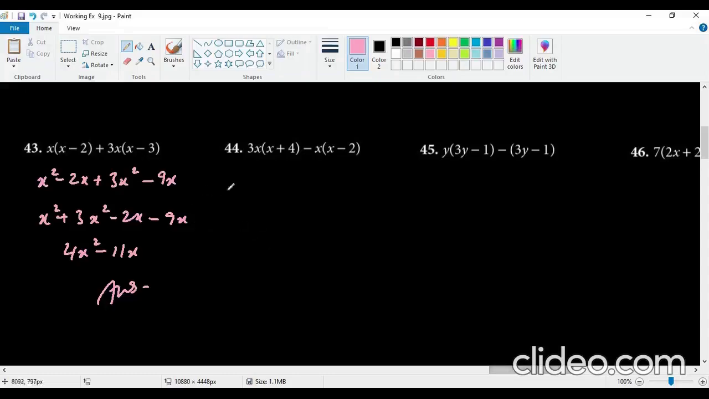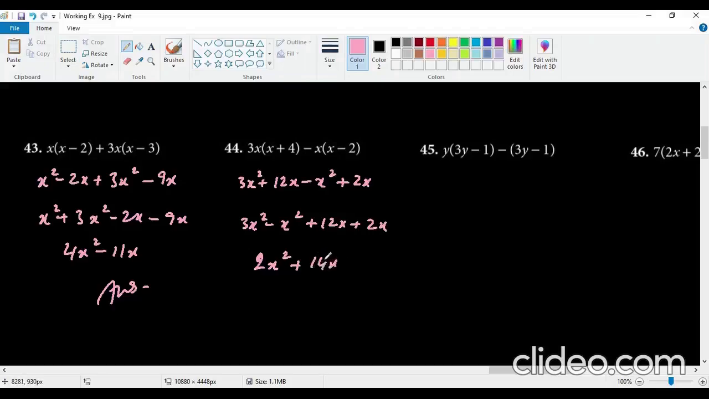First one is going to give you 3x squared, and plus 3 times 4 is a 12x, and minus x squared, and minus minus is a plus 2x. Now we have two like terms. First one is 3x squared minus x squared, and plus 12x and plus 2x is going to give you 2x squared and plus 14x as an answer for 44.